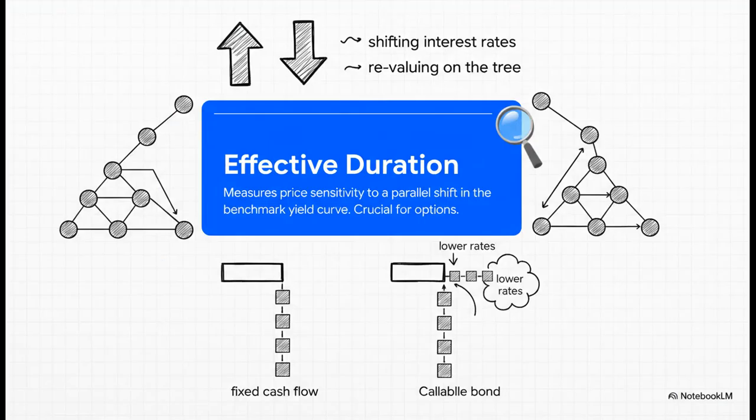And here's the bottom line. For these kinds of bonds, your old friend modified duration just won't cut it. Why? Because modified duration assumes the cash flows are set in stone. But we know for a fact that with a callable bond, the cash flows change when interest rates move. That's why we absolutely have to use effective duration. It's the only measure that gets it right.